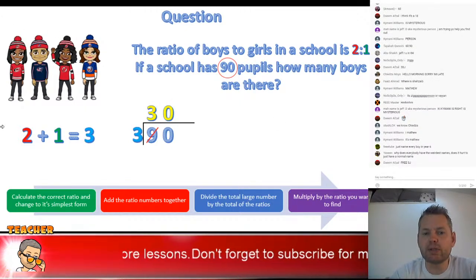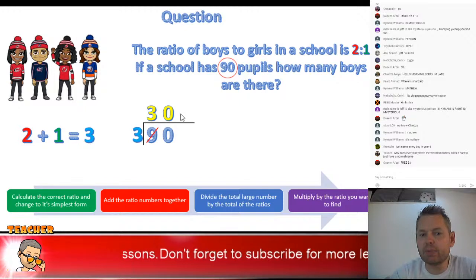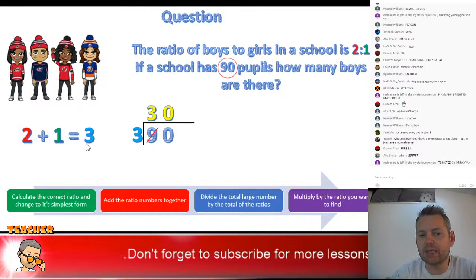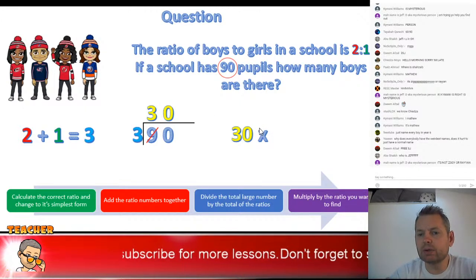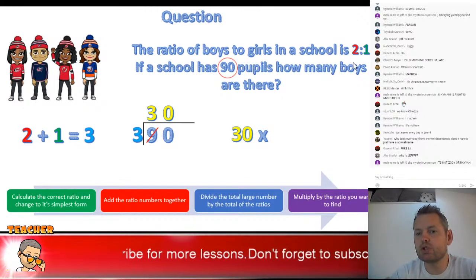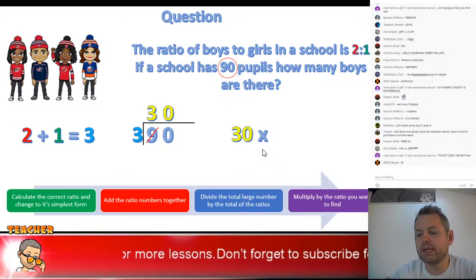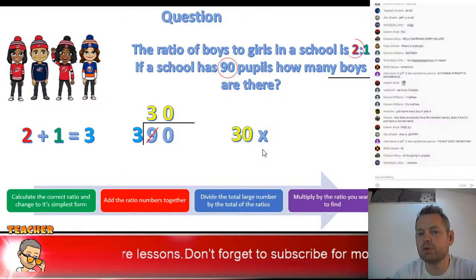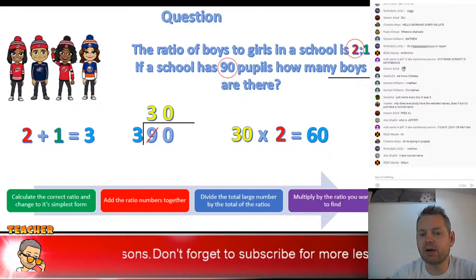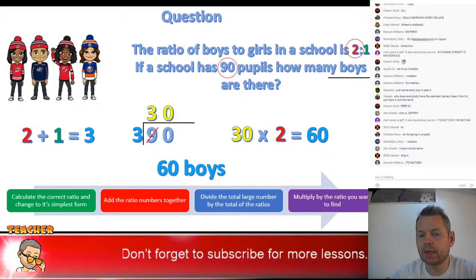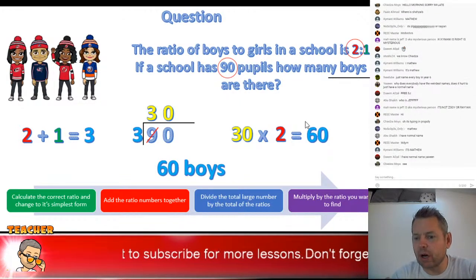Now this is the important bit. This 30 is going to be used again. The first step we're using our 3, the second step we're using the answer again, and the third step we're going to use the ratio again. So 2 boys to every 1 girl, so 2 to 1. And that gives us the answer of 60. Okay? Don't worry, we're going to have another go.